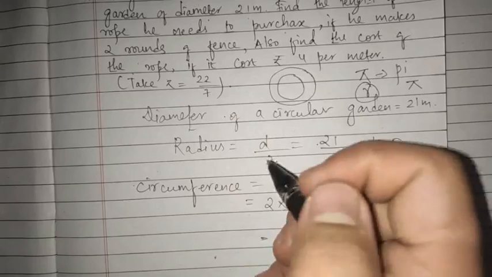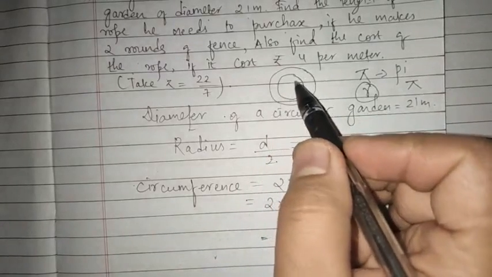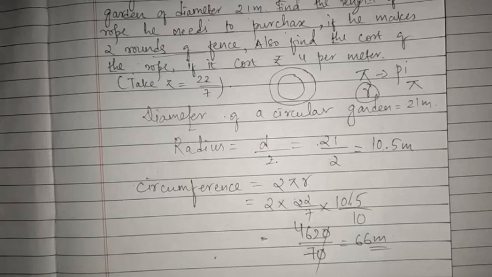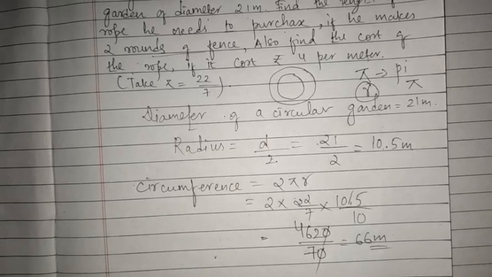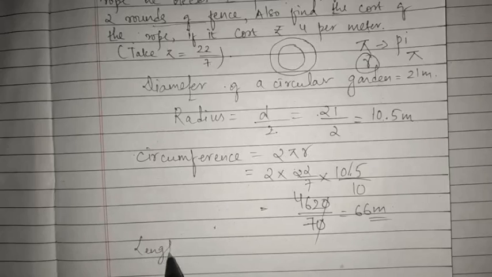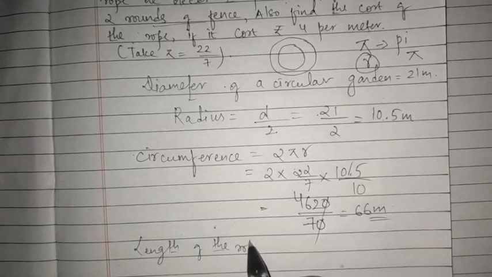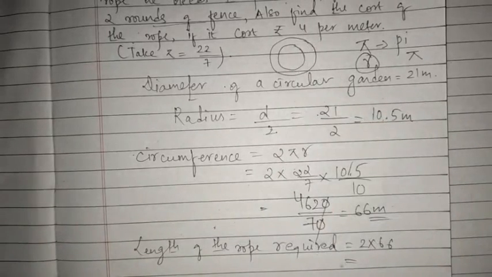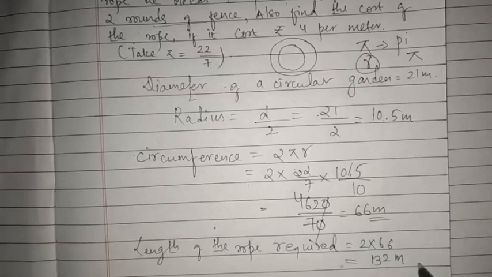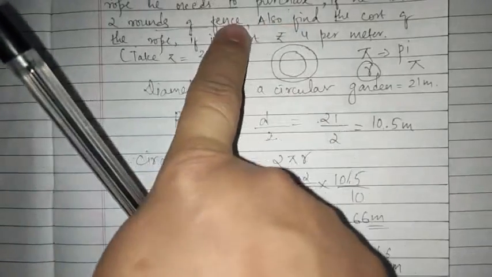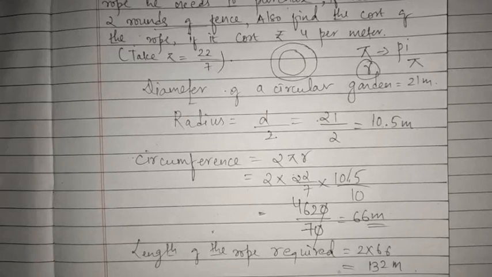So how much rope is required? How many rounds of fence does he want to make? If he makes 2 rounds of fence, for 1 round it is 66 meter. So the length of the rope required is equal to 2 into 66, because he wants to make a double circle. So 2 into 66 is equal to 132 meter. Why 2? Because it is in the question that he wants to make 2 rounds of fence. So the length of the rope required is 132 meter.